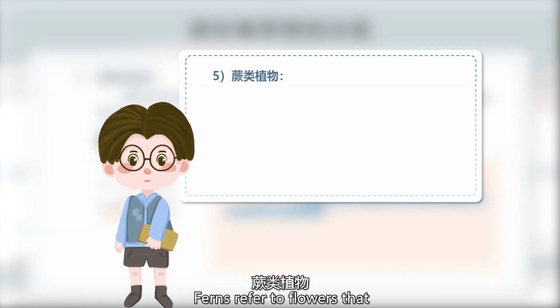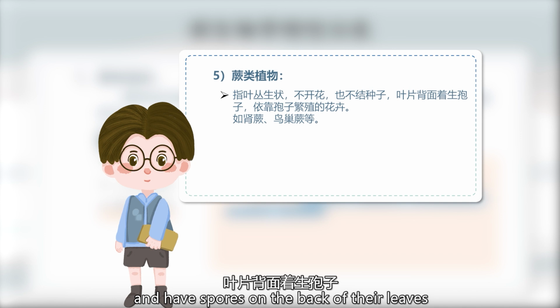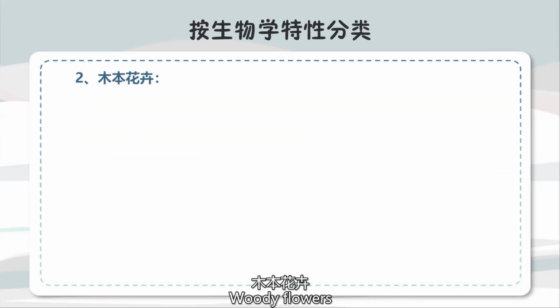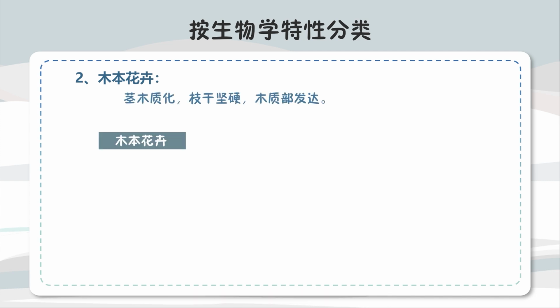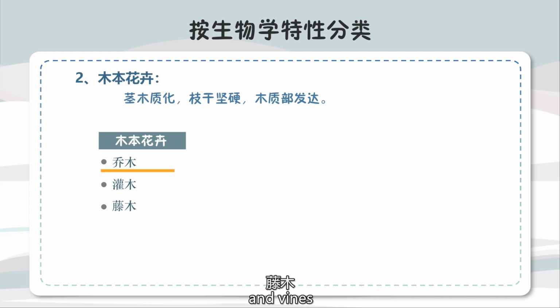Fifth, ferns refer to flowers that grow in clusters of leaves, do not bloom or bear seeds, and have spores on the back of their leaves, relying on spores for reproduction, such as kidney fern, bird's nest fern, etc. Second, woody flowers. The stems are woody, the branches are hard, and the xylem is well developed. It can also be divided into trees, shrubs, and vines.